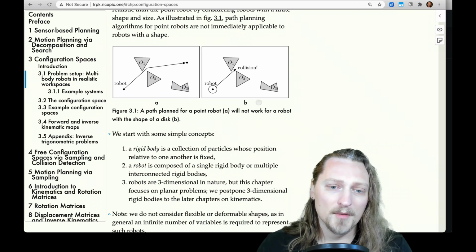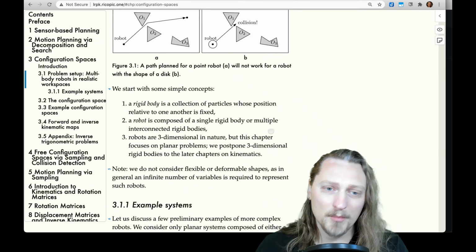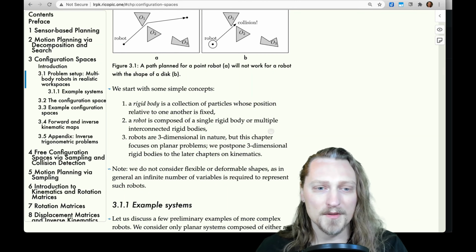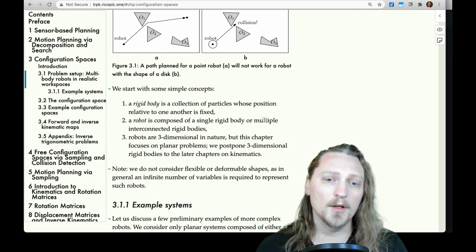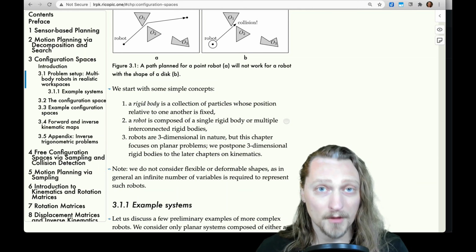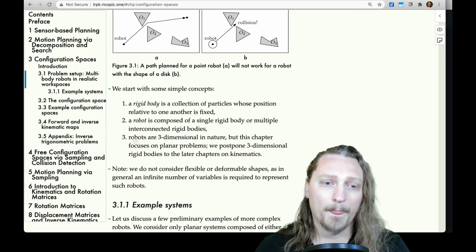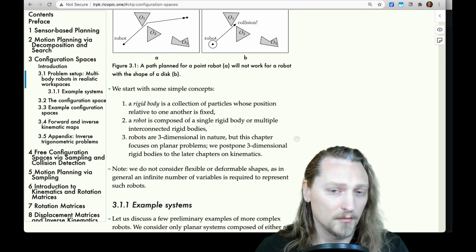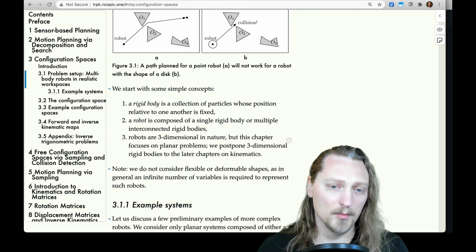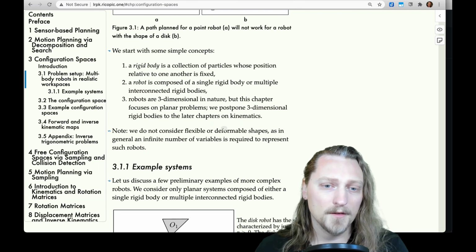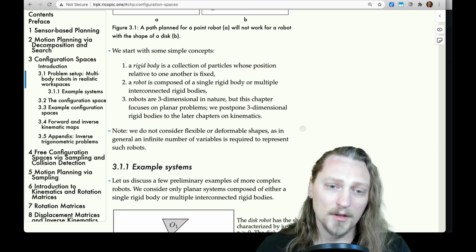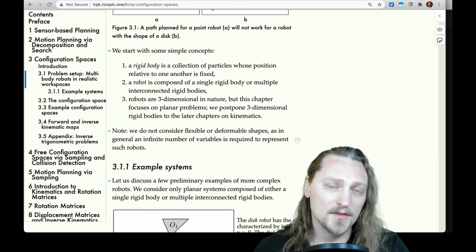Okay, we start with some simple concepts. 1, a rigid body is a collection of particles whose position relative to one another is fixed. 2, a robot is composed of a single rigid body or multiple interconnected rigid bodies. 3, robots are three-dimensional in nature, but this chapter focuses on planar problems. We postpone three-dimensional rigid bodies to the later chapters on kinematics. Note, we do not consider flexible or deformable shapes, as in general, an infinite number of variables is required to represent such robots.